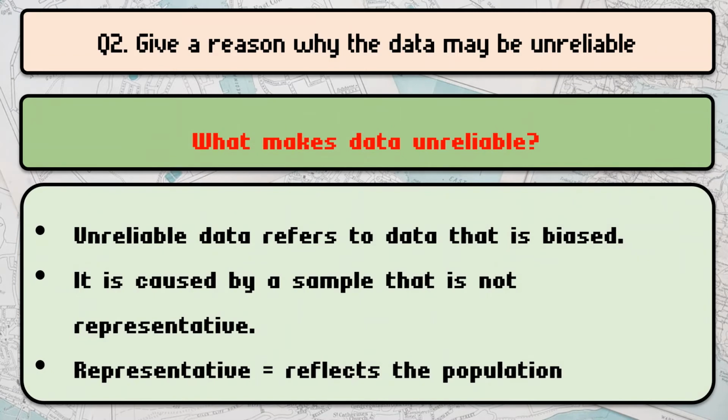Alright, so some of you may not be familiar with what makes data unreliable. Unreliable data refers to data that is biased, meaning that it is unfair. It is caused by a sample that is not representative. The meaning of representative is that it reflects the population. Don't worry if you are unsure about what this term means. We will go through it in a bit.